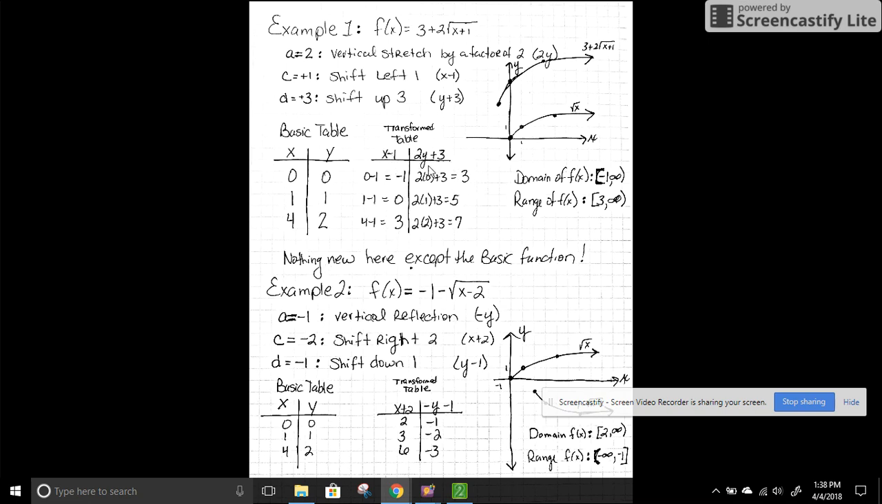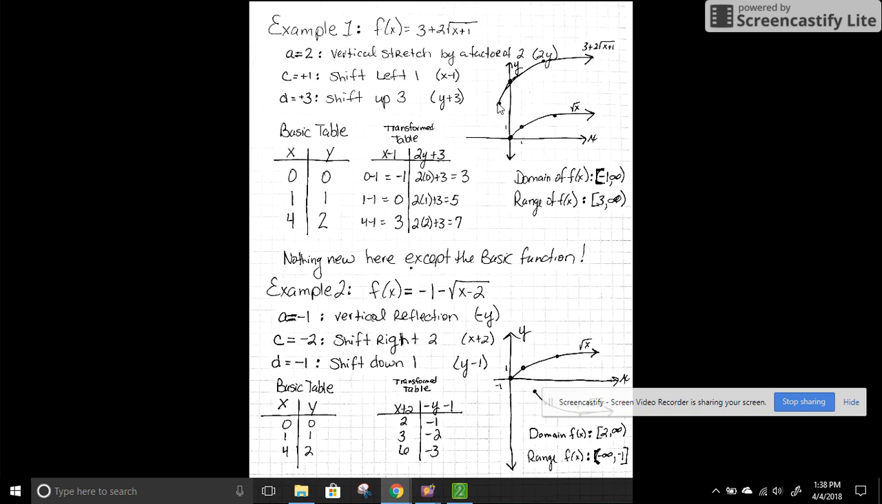Then I took the y values and I doubled them. Why? Because of that parameter right there, A. Double the y and then shifted up 3. I got these new x values. So at -1, I should be up at 3. At 0, I should be up at 5. And at 3, I should be up at 7. And that's where I got my new points.